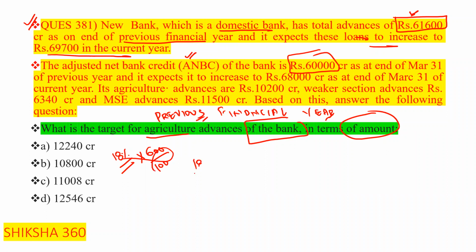18 upon 100 into 60,000. Zeros cancel out, 18 into 6. Can anyone tell? 108. So 10,800 crore. Clear? So this one is our answer.